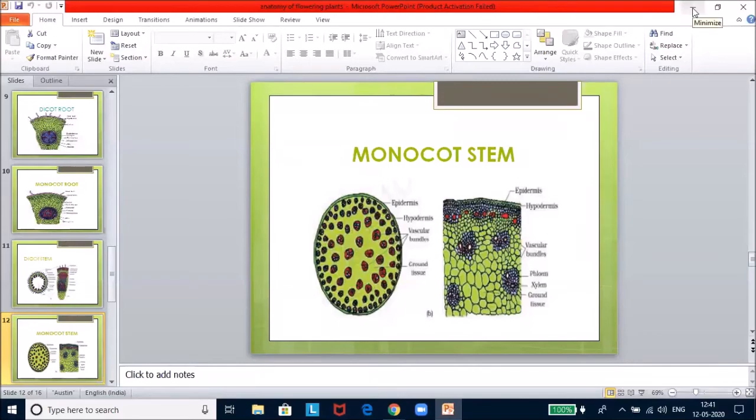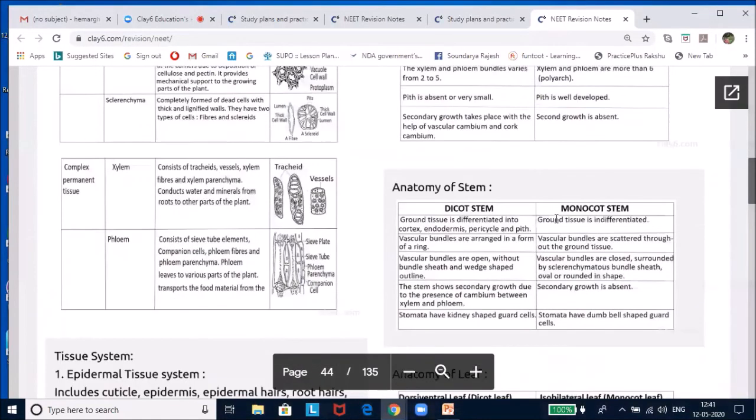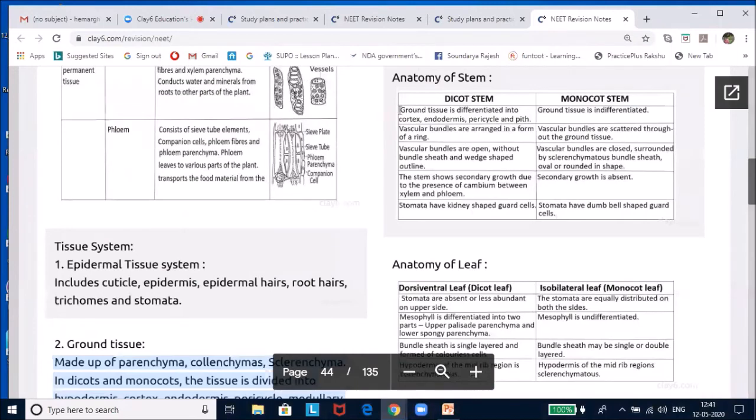Now with this, let us try to find the differences. So if you look at dicot stem, ground tissue is differentiated into cortex, endodermis, pericycle, and pith. In monocot stem, ground tissue is undifferentiated. In dicot stem, vascular bundles are arranged in the form of a ring. In monocot stem, vascular bundles are scattered throughout the ground tissue. In dicot stem, vascular bundles are open without bundle sheath and wedge-shaped in outline. In monocot stem, vascular bundles are closed, surrounded by sclerenchymatous bundle sheath, and are oval or rounded in shape. Dicot stem shows secondary growth due to the presence of the cambium between xylem and phloem. In monocot stem, secondary growth is absent.